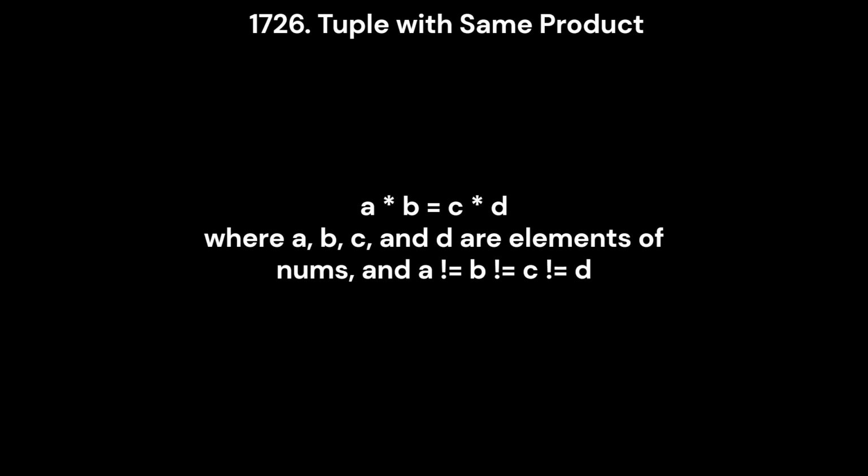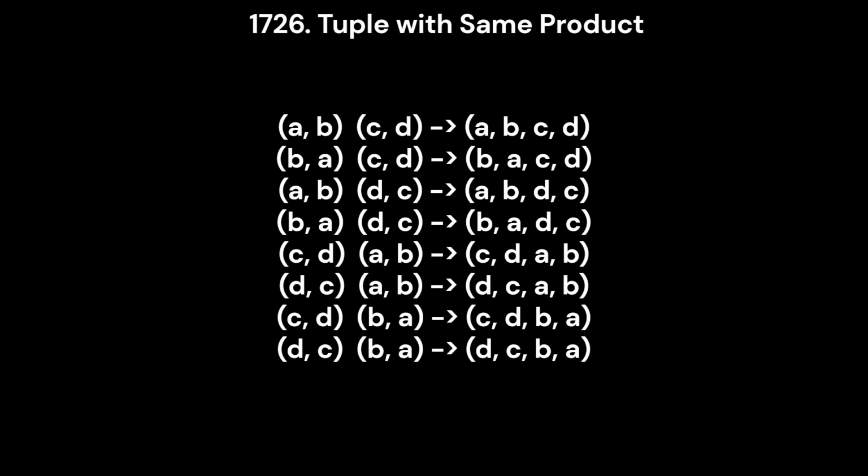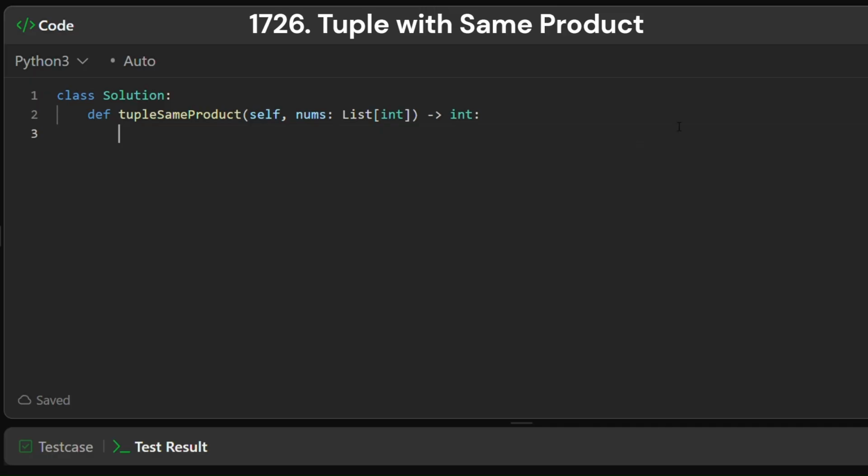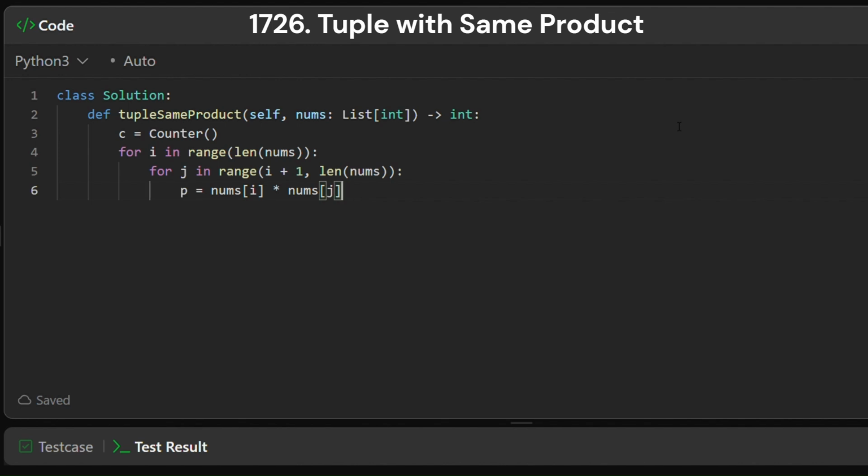The next problem asks us to count tuples where two pairs of numbers share the same product. The idea is simple. There are 8 tuples for each case where a multiplied by b equals c multiplied by d. With that being said, we can use a counter to track how often each product occurs, and then apply combinations to calculate how many pairings we can form. Multiply that by 8, and we get the final answer.